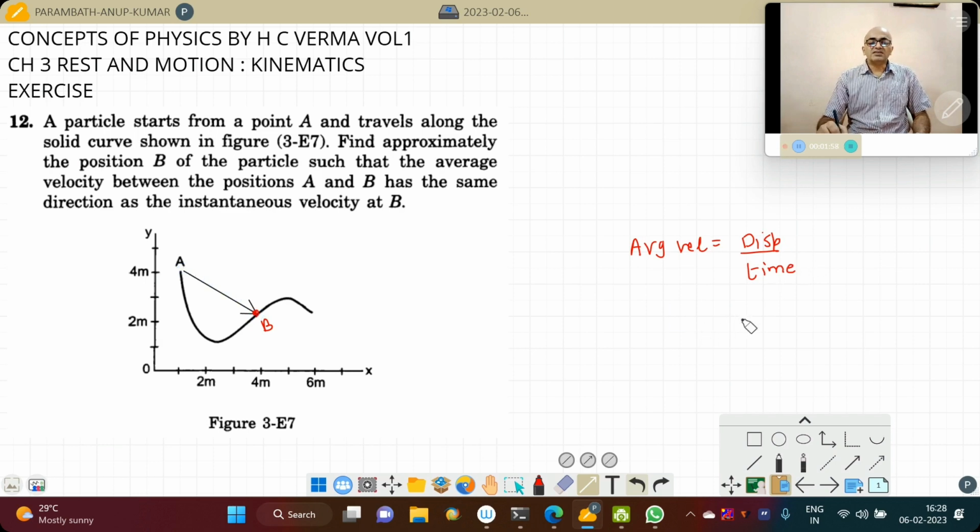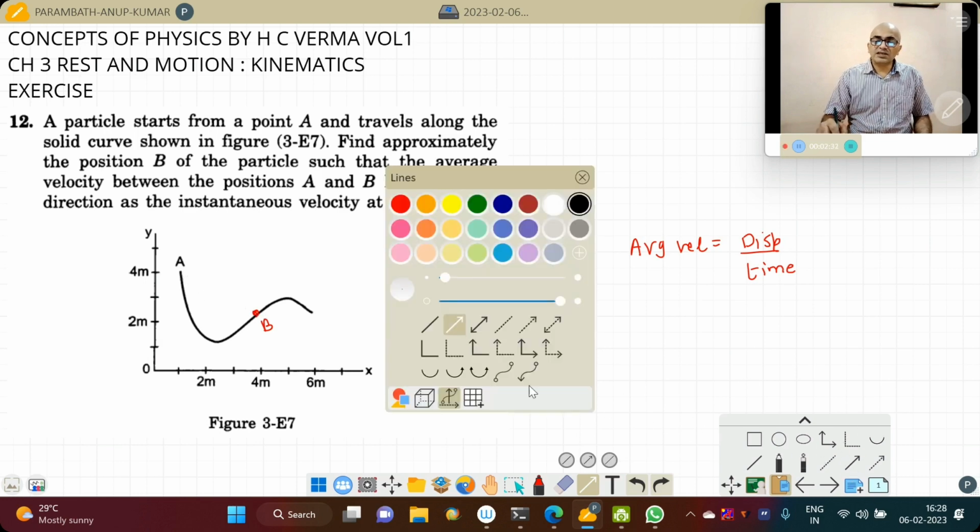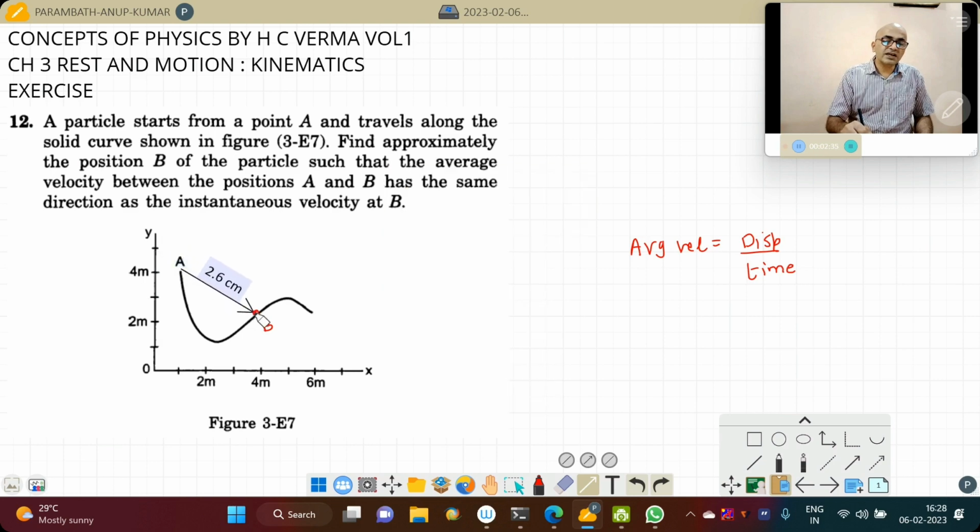Whereas the instantaneous velocity at point B will be along the curve, that is, along this curve. I hope you are clear about it now. Instantaneous velocity is the velocity at that moment, so what is its direction? That direction is the instantaneous velocity. Now, I would like to tell you that if I take this as B and I draw the instantaneous velocity direction and the average velocity direction, this is the average velocity direction and this is the instantaneous velocity direction.